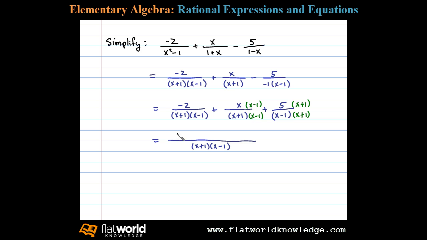And here we have -2 plus x times x minus 1 plus 5 times x plus 1 over the common denominator. Now simplify the numerator, and here we have -2 plus x squared minus x, distributing, plus 5x plus 5.